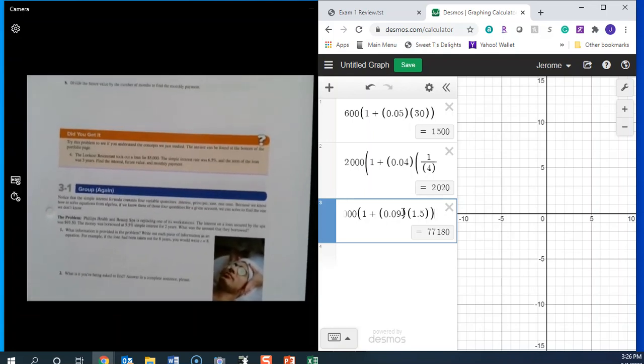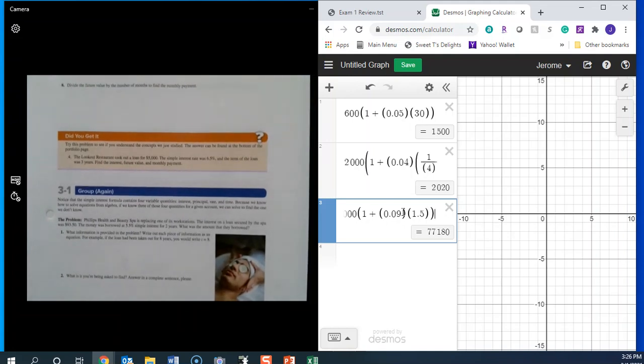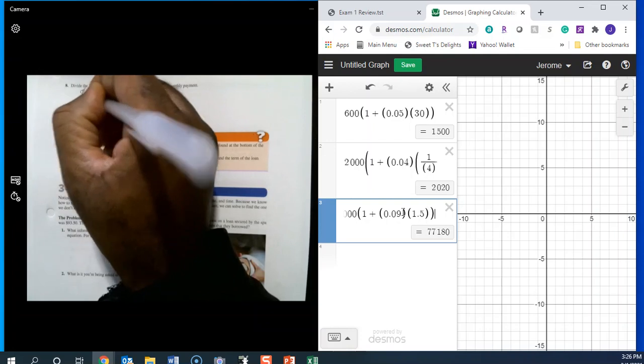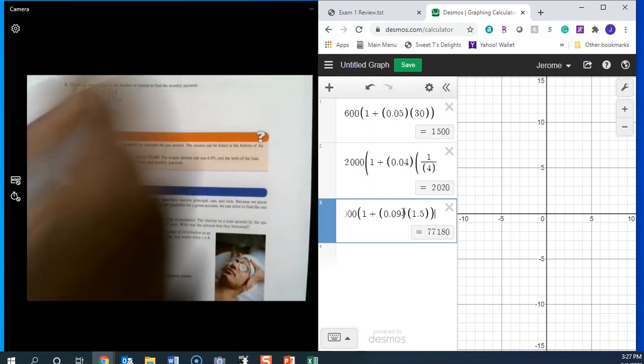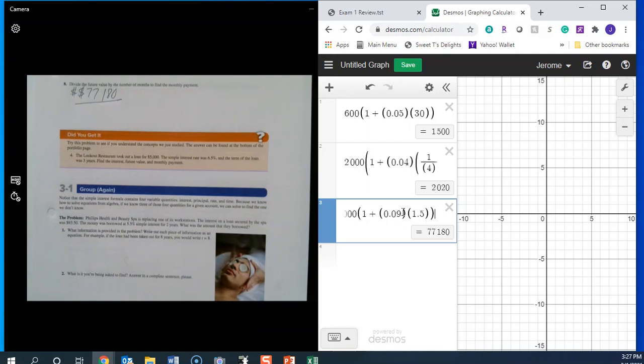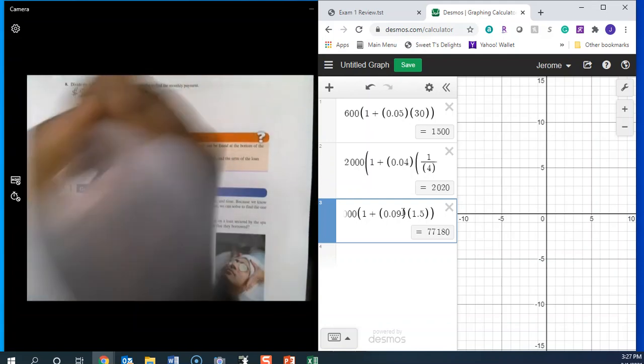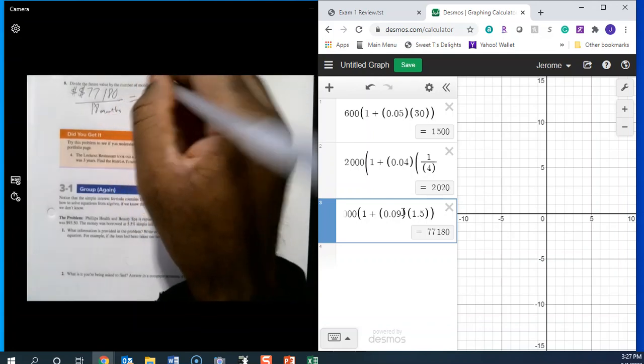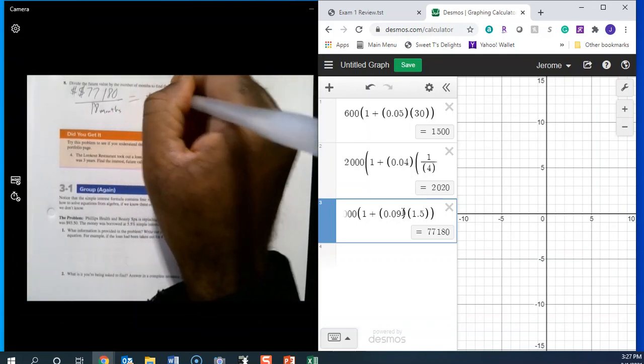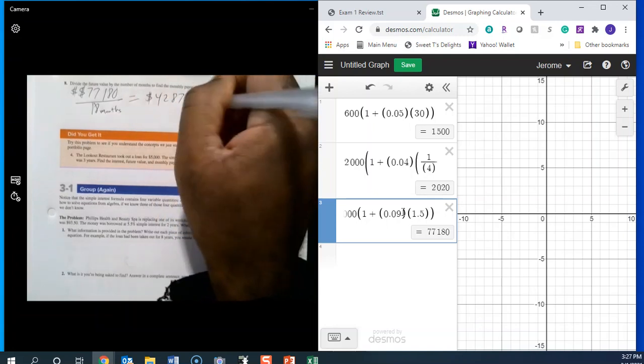Now we come here to the top of the next page. It says divide the future value by the number of months to find the monthly payment. Now, the future value is $77,180. Now, we got to look at this in terms of 1.5 years converted to months. Now, we know it's 12 months in a year. So it's 6 months in half of a year. So 12 and 6 is 18. So you divide this by 18 months. So when you divide this out, it'll give you $4,287.78 per month.